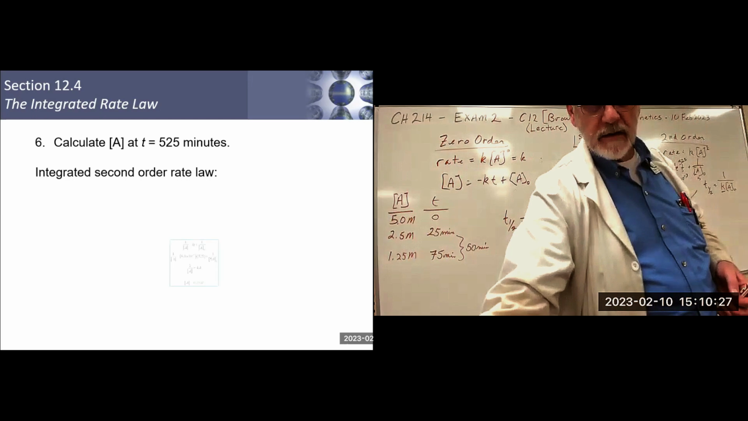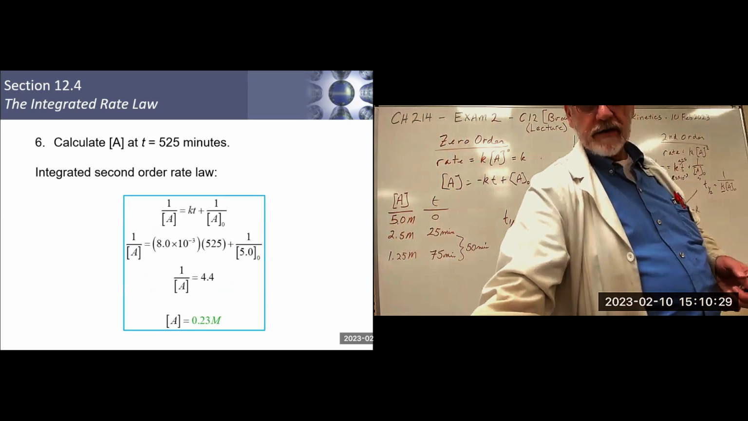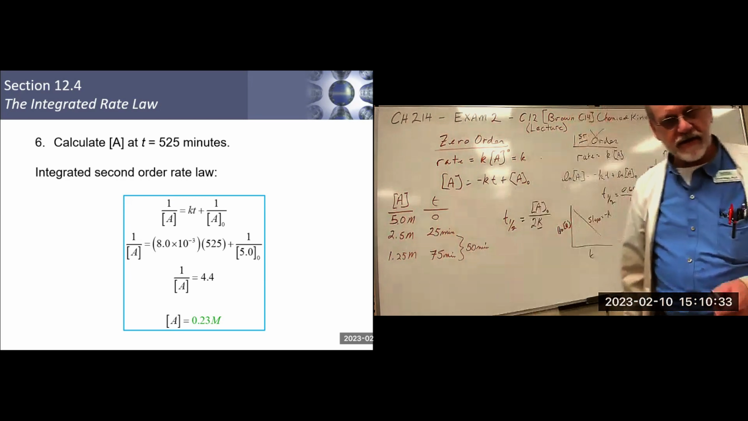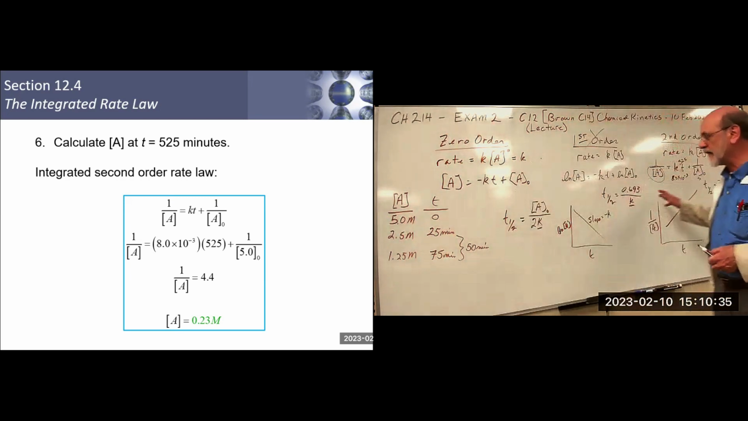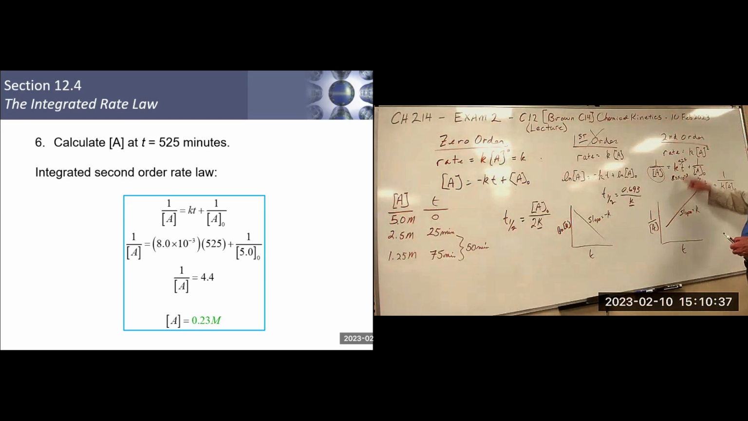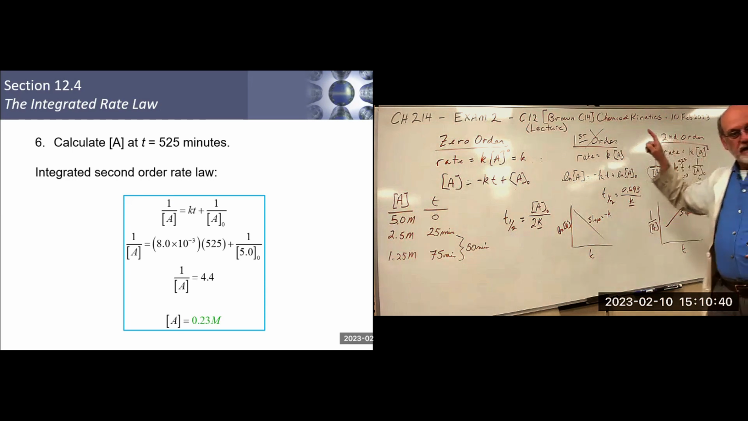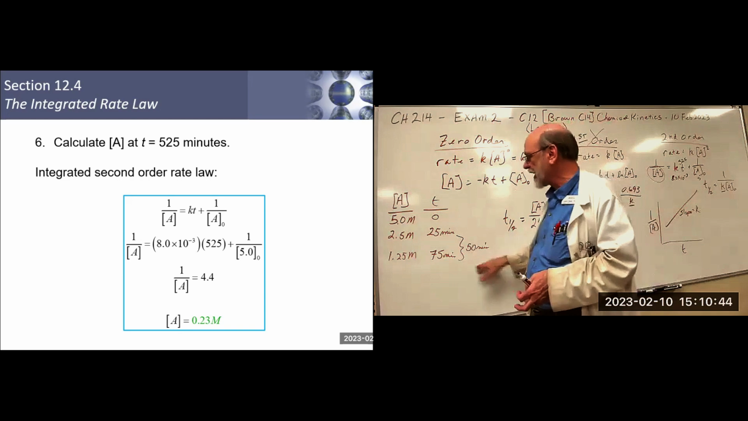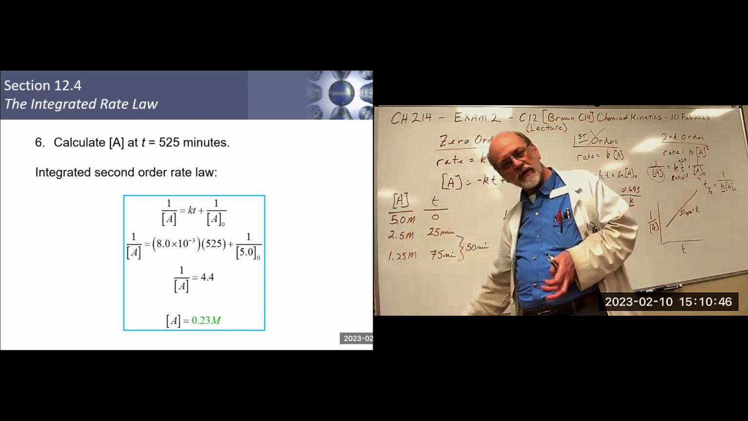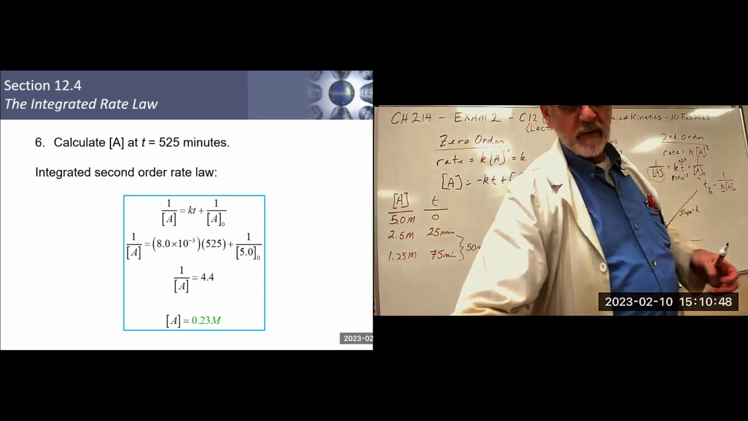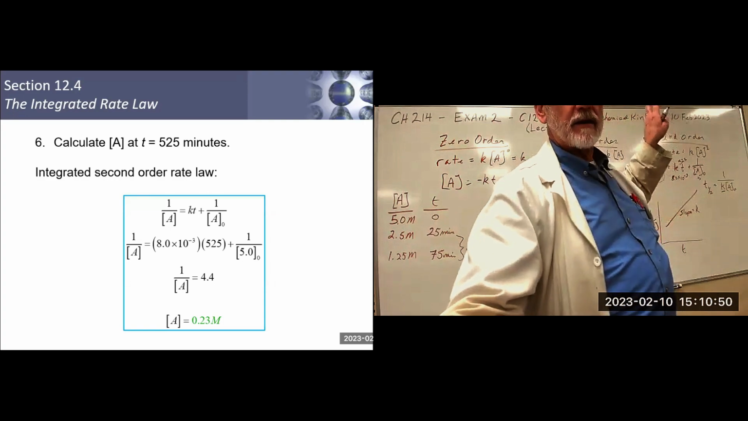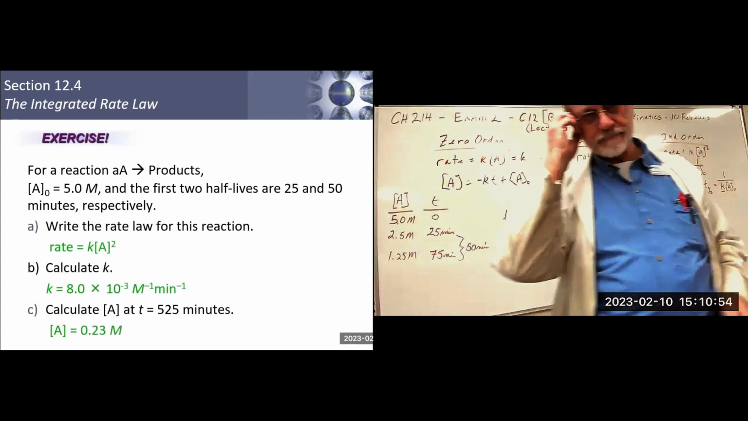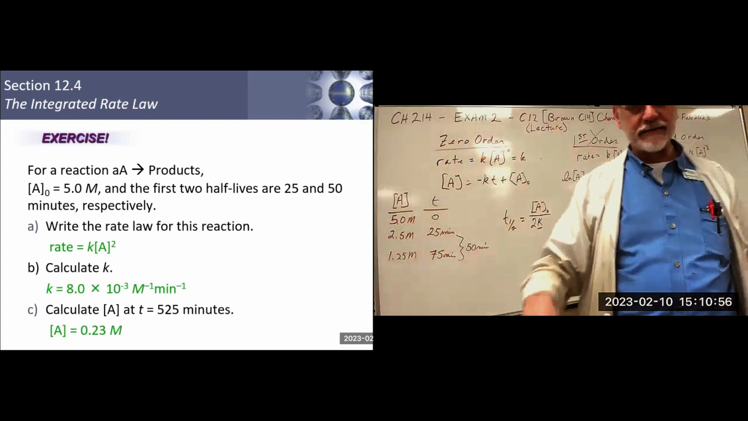If we do that, oh, there it is. If we do that, then we find that the final value after 525 minutes with that K and that order reaction is 0.23 molar. So over that amount of time, we've gone from 5 to 0.23 molar with that mechanism, that rate law. There it is on one slide.